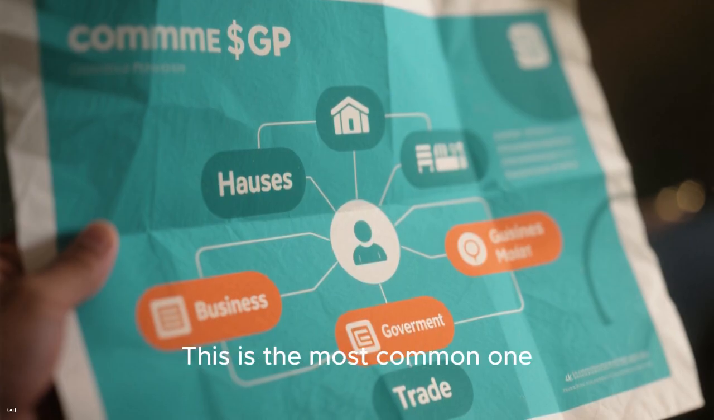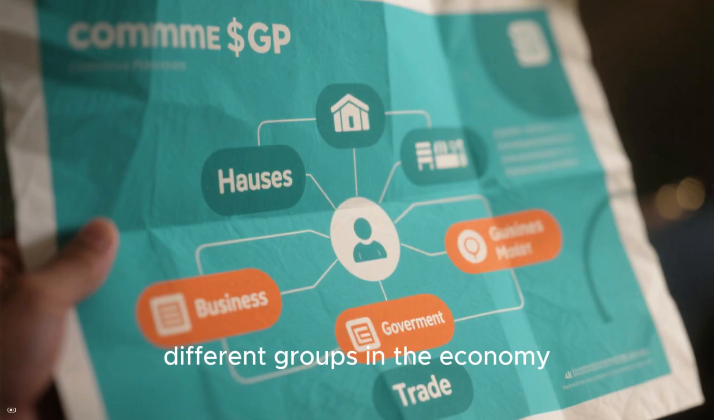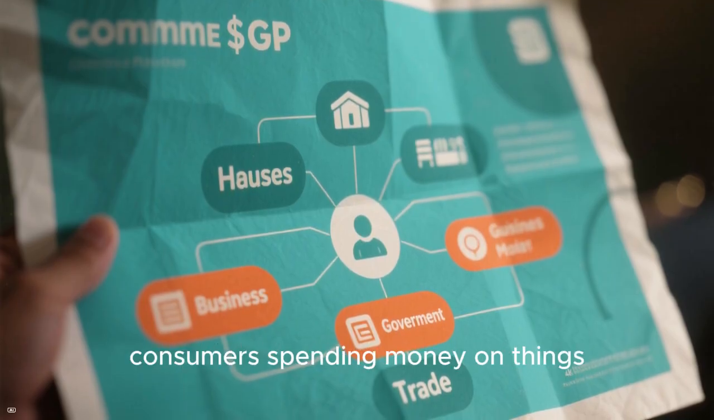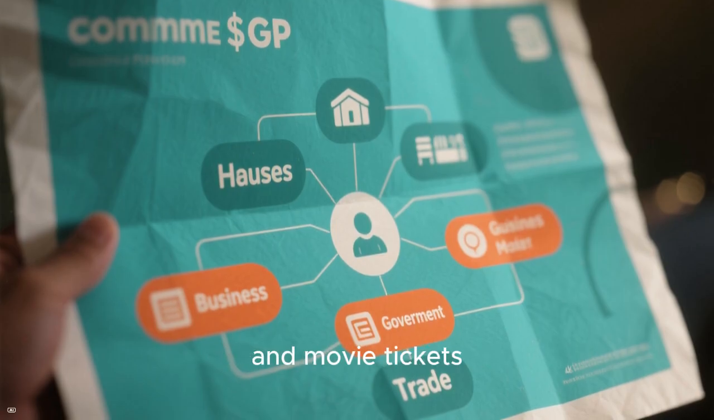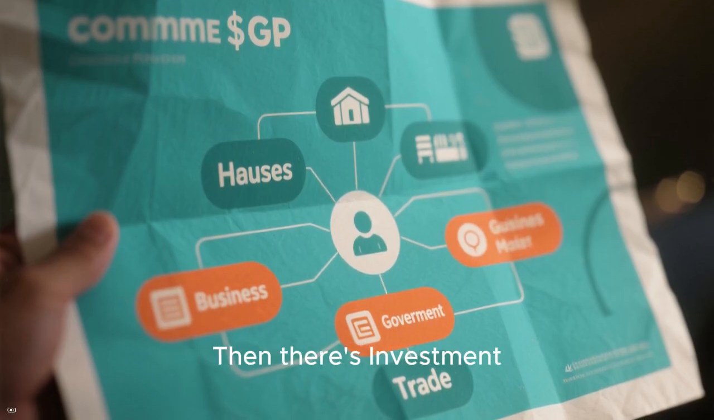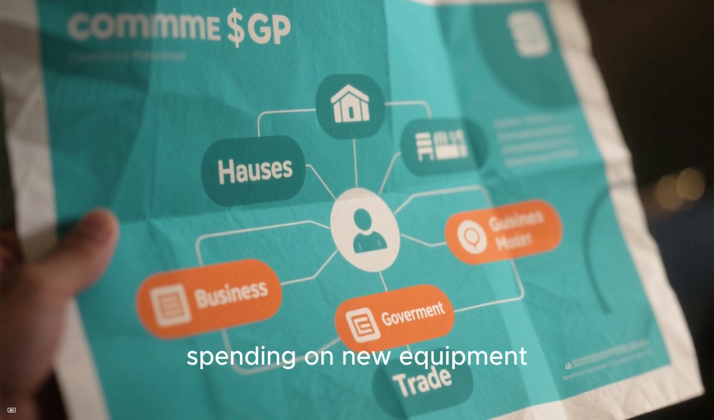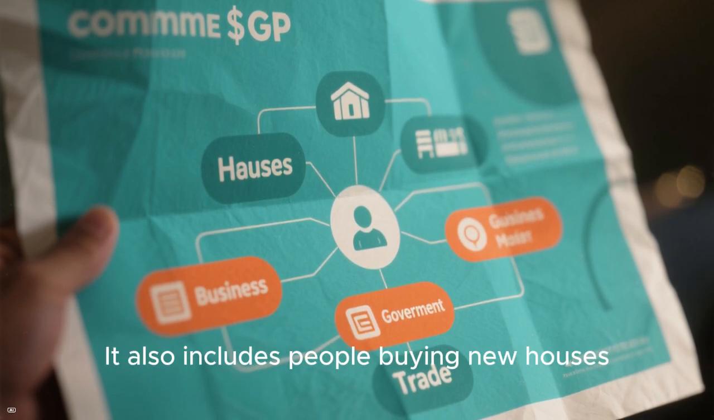The first method is the expenditure approach. This is the most common one. It adds up all the money spent by different groups in the economy. This includes you and me, the consumers, spending money on things like groceries, gadgets, and movie tickets. This is called consumption. Then there's investment, which is businesses spending on new equipment, buildings, and software. It also includes people buying new houses.